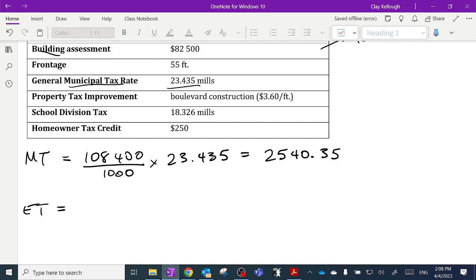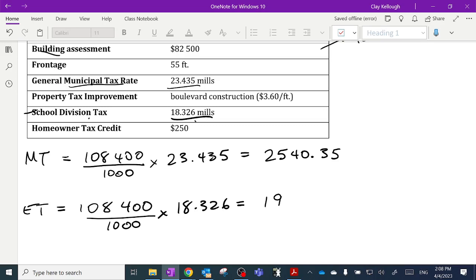Now let's do our education tax. And again, you'll get some questions that'll have this as separate. There'll be a school division one and a provincial one. It works the same. So you have 3 calculations instead of 2. 108,400 divided by 1,000. And this time the mill rate is 18.326. And if you're wondering how do they set the mill rate for education, well, the same way they do it for the city. School divisions have to get together and make a budget, right? How many kids do we have? How many teachers do we have? How many buildings do we need to fix? All of that stuff. Do this calculation, you get 1986.54. Anybody agree with that number?